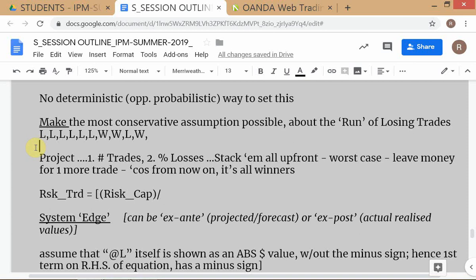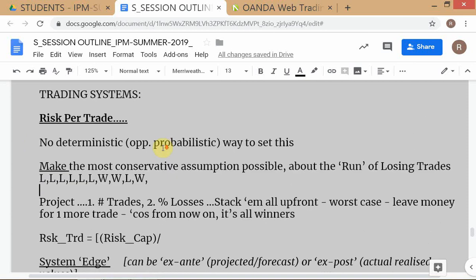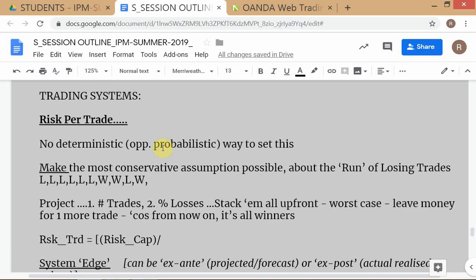So far you're following. Okay, there is no deterministic way to be sure, so we are trying to set a very, very conservative estimate so that we are not wrong. We want to find out basically the risk. We want to set a very low risk per trade by making very conservative assumptions. We are going to assume that we are going to lose almost all the time. And then we'll set the risk per trade so that we don't get surprised on the negative side. Okay, are you following the philosophy here, the approach?